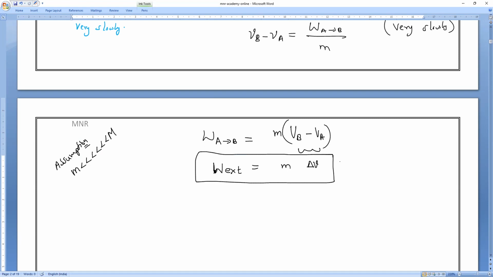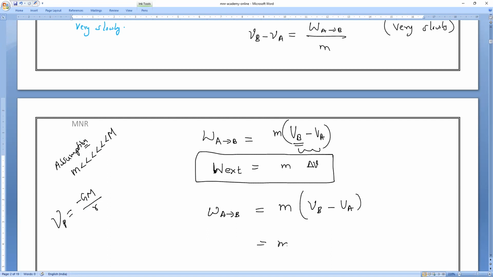That is the formula. Now let us see how we can modify it. So m into the work done by the external force from A to B. Can you tell me the potential formula? The potential formula is minus GM divided by R. Minus GM by R. Now, VB minus VA.